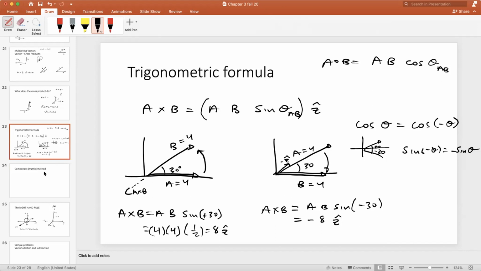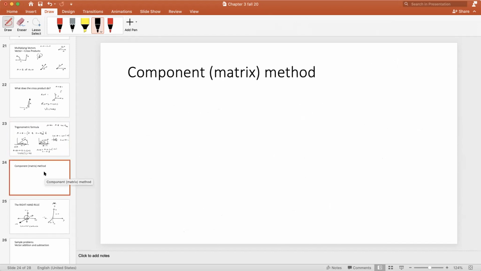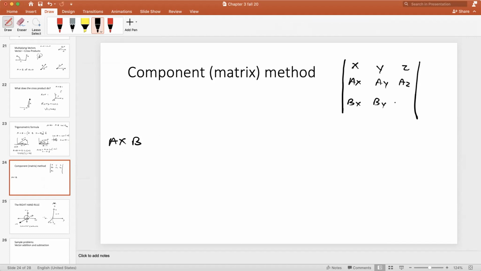There's another way to do it though, and we'll do both this way too. You may not know matrices yet, and it's okay if you don't. But the easiest way to remember the component version of A cross B is actually to do what's called a determinant of a matrix. You write X, Y, and Z. You write AX, AY, AZ, BX, BY, BZ, okay? A cross B is the determinant of this matrix.